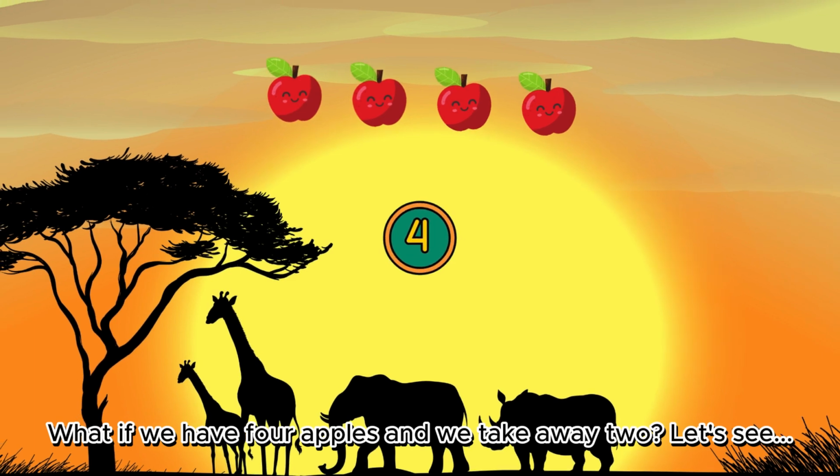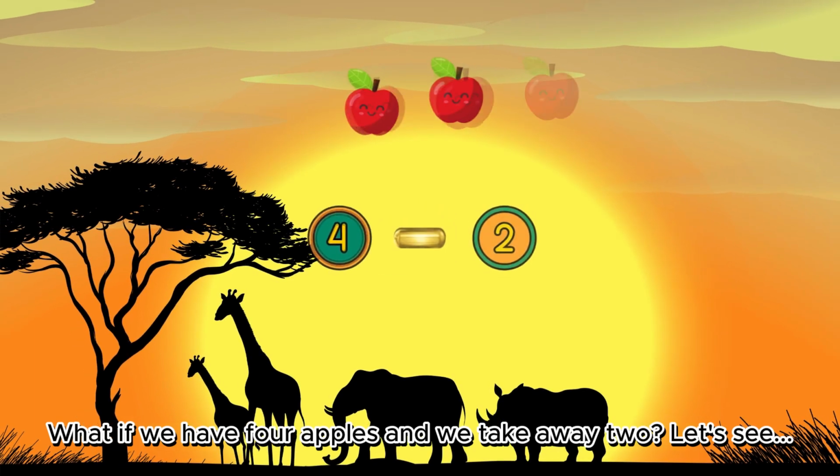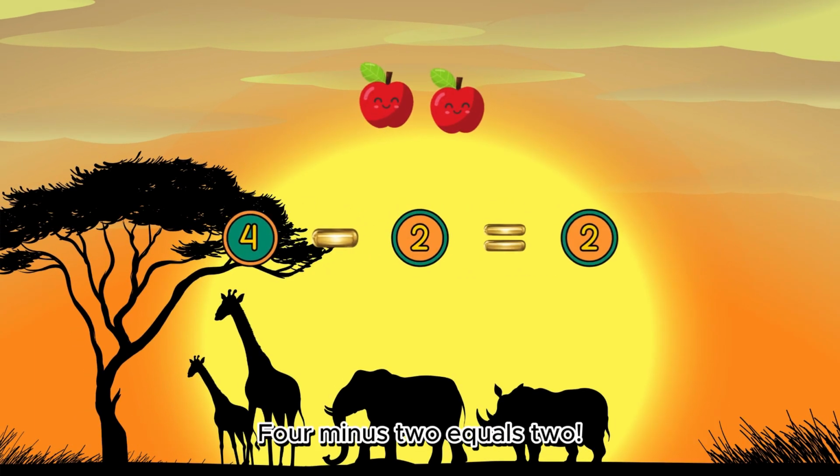What if we have 4 apples and we take away 2? Let's see. 4 minus 2 equals 2.